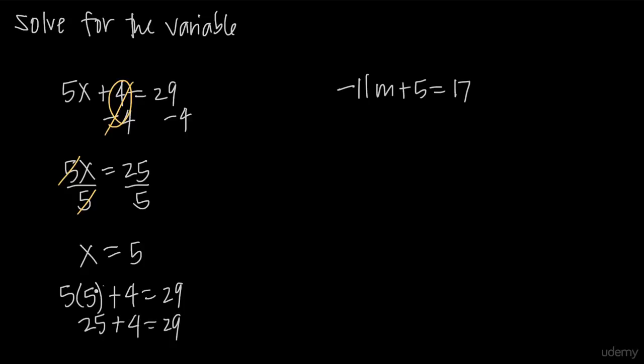5 times 5 is 25, so we get 25 plus 4 equals 29. And then on the left-hand side, 25 plus 4 is 29, so we get 29 equals 29, and we can see that we verified that this is true, which means that x equals 5 is a real solution to the equation we were given. Let's do one more example here.